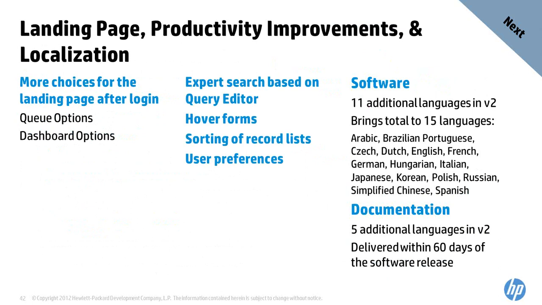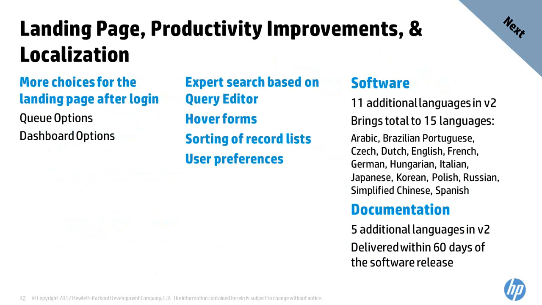Then when we look at the next set of usability improvements, like the second item down there, you can hover over a relationship field, and it will display a pop-up form providing additional information from the related record. Also, things like being able to click on record lists or click on the headers and have that sort the record list. These are all things that are coming in this second release.